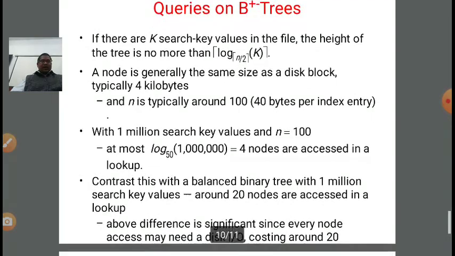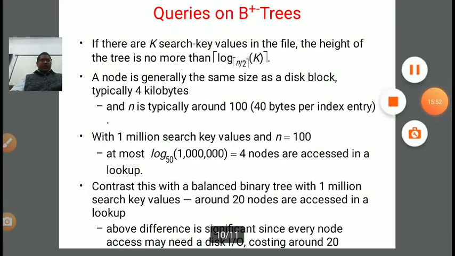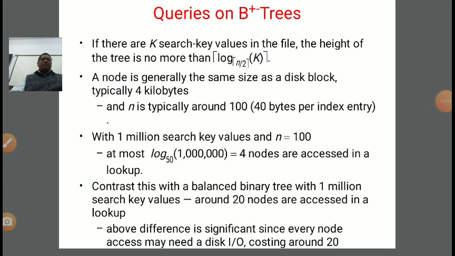Queries on a B plus tree have some observations. If there are k search key values in the file, the height of the tree is no more than log base n by 2 of k, upper bound. A node is generally the same size as a disk block, typically 4 kilobytes, so n is typically around 100. With 1 billion search key values and n equal to 100, putting in the values, at most 4 nodes are accessed in a lookup. Contrast this with a balanced binary tree with 1 million search key values, where around 20 nodes are accessed in a lookup. So a B plus tree is much better than a balanced binary tree.